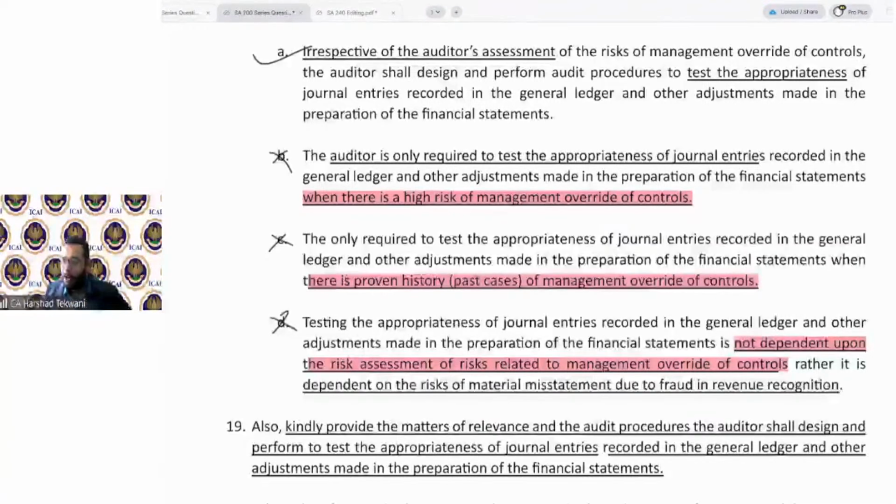So we understood that irrespective of the auditor's assessment, I'm required to test. Now, how will you test? That is the question over here. In continuation to the previous question, you need to answer what procedures you will perform to test the appropriateness of the journal entries. Come on, guys. What procedures will you perform?